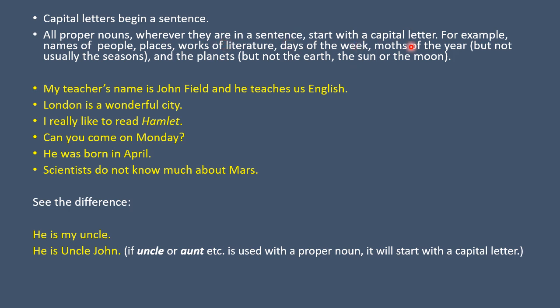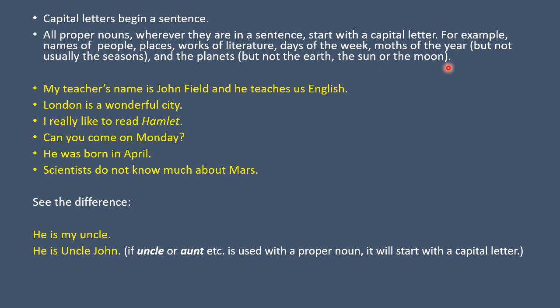The second thing that begins with a capital letter is a proper noun, and this proper noun begins with a capital letter anywhere in a sentence. It's not just the start, it could be anywhere, in the middle, at the end, wherever it is. For example, these are some of the proper nouns: the names of people, places, works of literature, days of the week, months of the year, but not usually the seasons, and the planets, but not the earth, the sun or the moon.